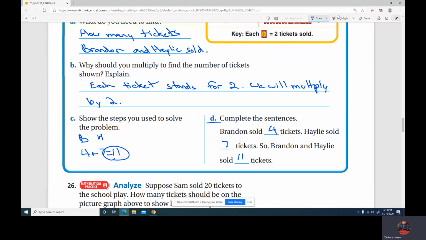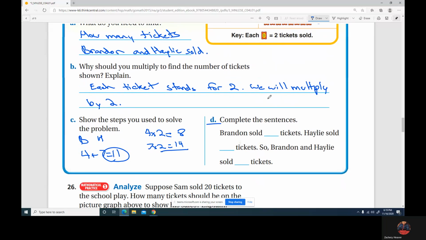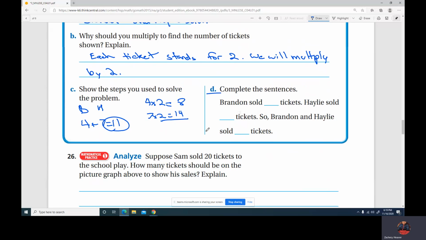Actually, that's wrong. They want us to do the multiplication. So Brandon has 4 tickets and Haley has 7. Well, I know we're going to have to multiply by 2. So 4 times 2 is 8, and also 7 times 2 is 14. Make sure I'm right. Yeah. And then we got to add them together. So 8 plus 14: 8 plus 4 is 12, carry your 1. 1 plus 1 is 2. So this is Brandon, and this is Haley.